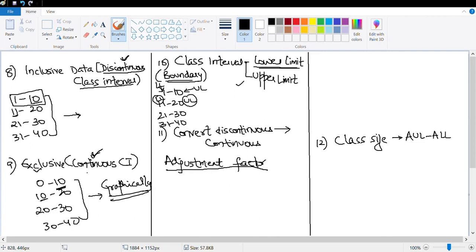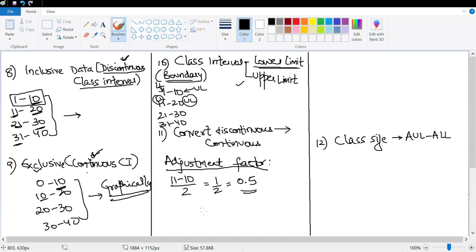For that we need an adjustment factor. What's an adjustment factor? You look at the lower limit of one and the upper limit of the previous one, and subtract them. So 11 minus 10, and divide it by 2. This is 1 upon 2, which is 0.5.